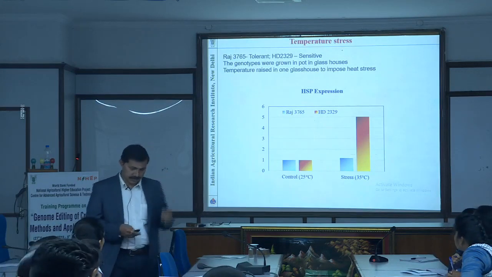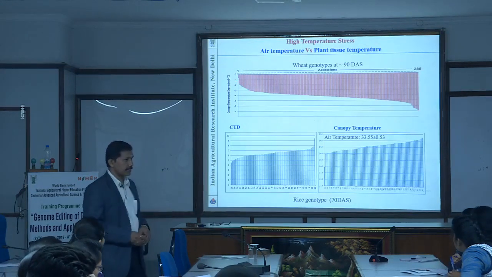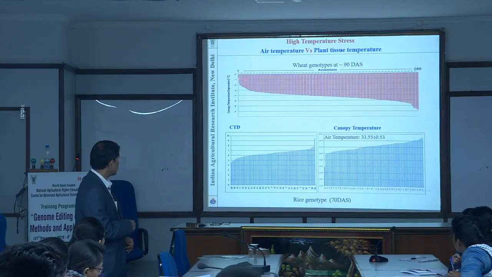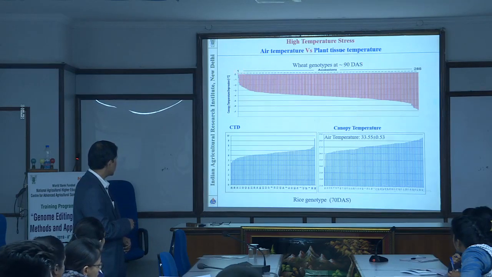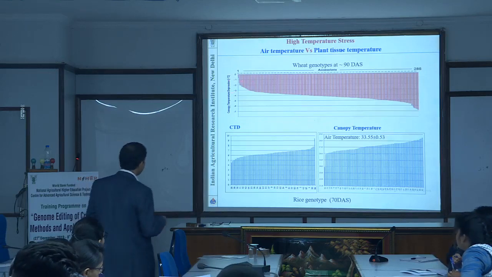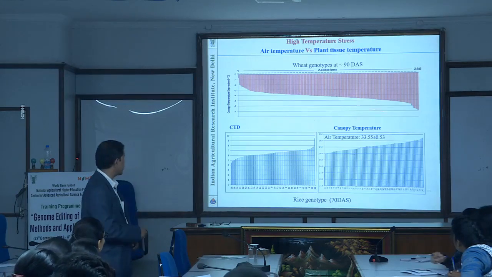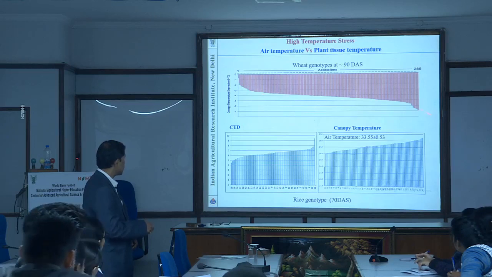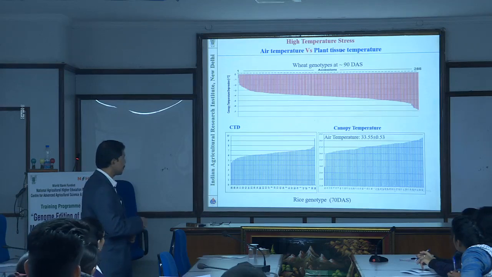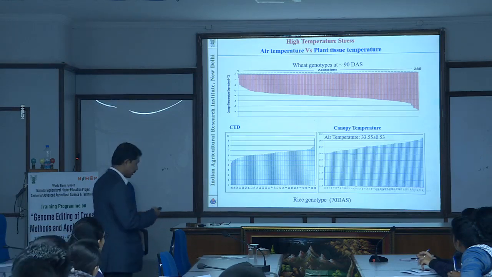When you subject these plants to high temperature stress, we assume that the plant experienced high temperature stress. So this is the genotypic variation. If you see, when you subject these plants to, say for example, some X temperature, some plants will have a temperature which is near to the ambient temperature, and some plants will have a temperature which is very low when compared to the ambient temperature. So this genotype has a tissue temperature 6 degrees lower than the ambient temperature. This genotype has a temperature almost similar to the ambient temperature.